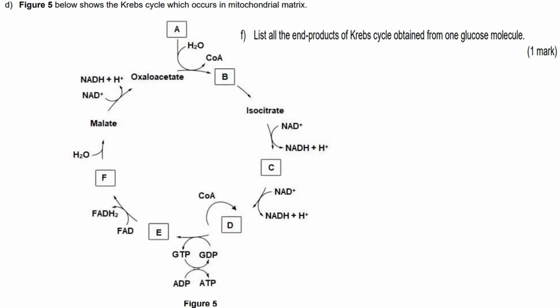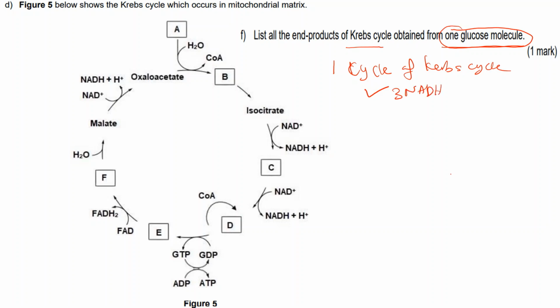List all the products of Krebs cycle obtained from one glucose molecule. The key word here is one glucose molecule. You remember, for one cycle of Krebs cycle, the product is 3 NADH, 1 FADH2 molecule and 1 ATP molecule.